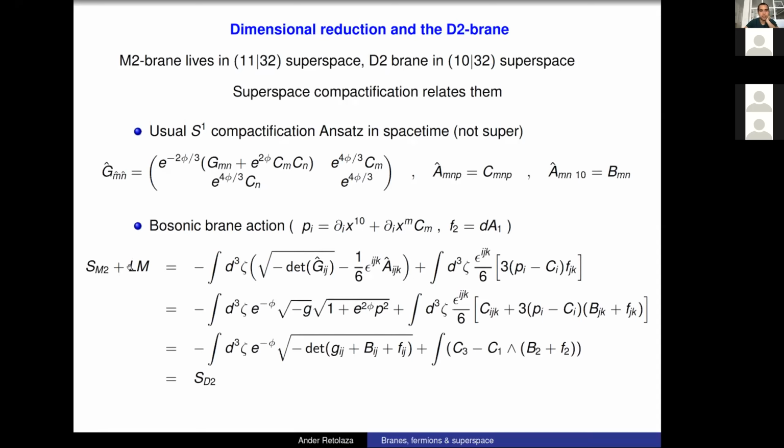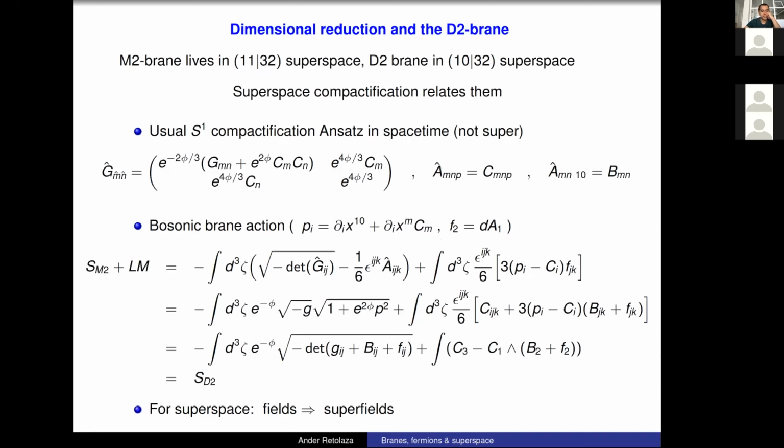In order to get rid of this, what you need to do is add a Lagrange multiplier. That's this term here. The Lagrange multiplier involves both P, this combination, and what will become the worldvolume flux. You put these together, compute the equation of motion for P in order to integrate it out, solve for P, and plug it back into the action. By doing that, you obtain the D2-brane action that has this form, as we all know.